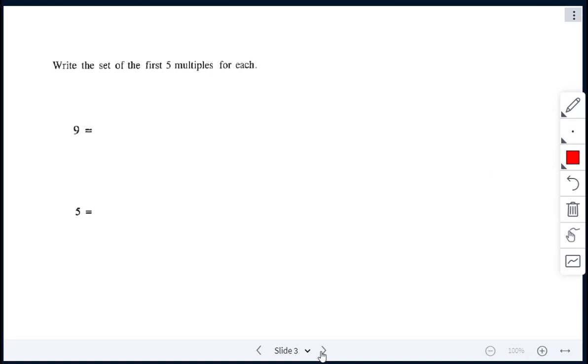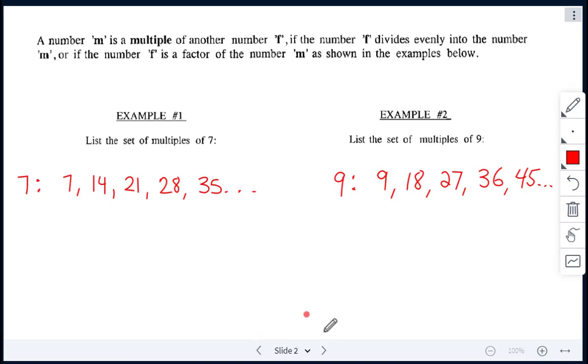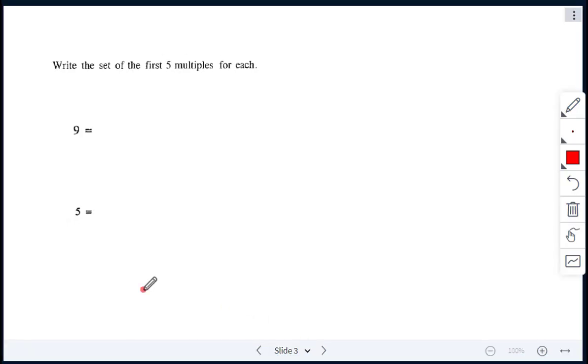So normally when we are looking at a question, it will say write the first 5 multiples for each. We just did 9, so let's change this one to 4, and we'll do 5. In the private chat, please.